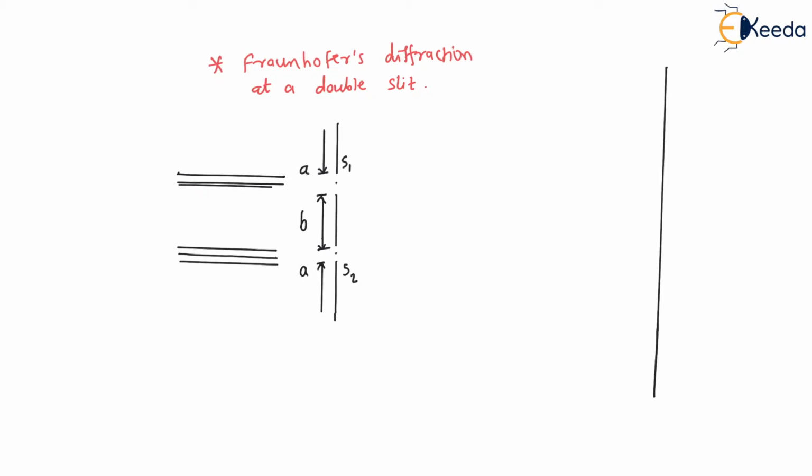Here I'll draw one lens, so that the lens will focus all the incident light at a single point. Suppose this is the axis of that lens, and here I'll draw a convex lens like this. This is a convex lens, marked as L. Now see, at these two slits, the plane wavefront of this light has a wavelength of lambda. No doubt the light will be monochromatic.